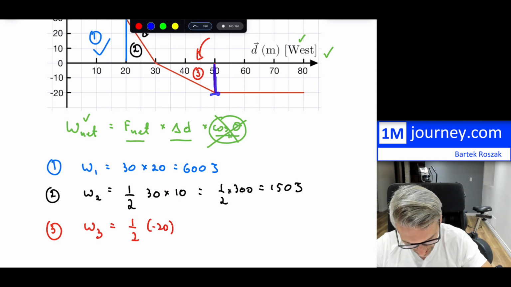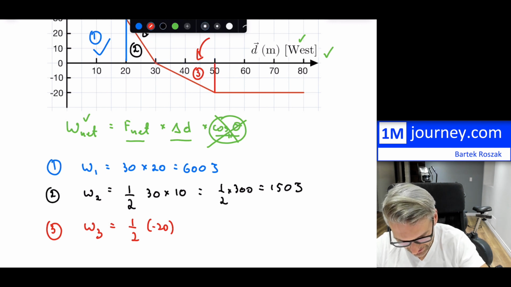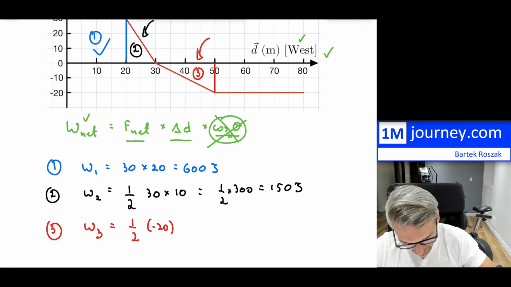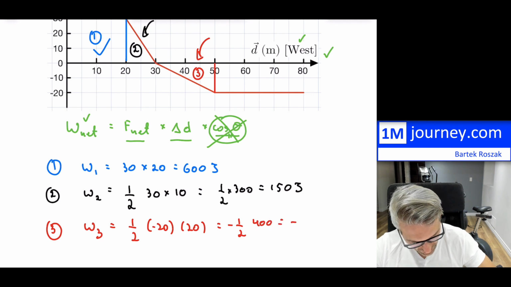So the height right there, from here to here. And this is from 30 to 50. That's the displacement that you have, which is also 20. And this is going to be 1/2. Now it's going to be negative, so I'll put that in the front. 1/2 of 400, which is just -200 joules.